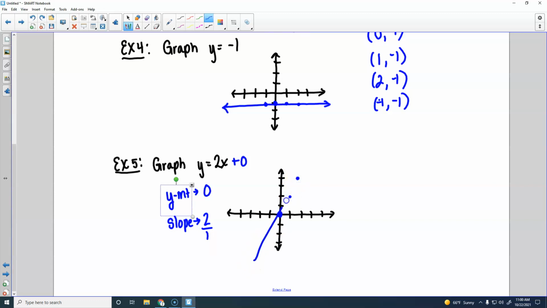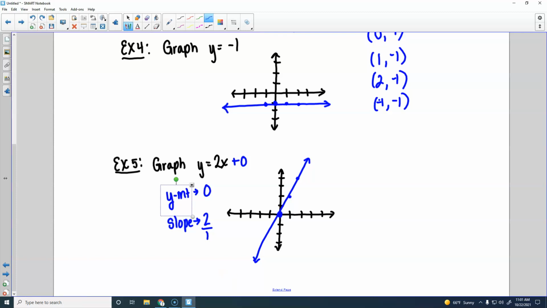Let me get this graph right here. A lot of students try to graph that as either a vertical or horizontal line. But it is not. It's going to be slanted. Okay, questions?